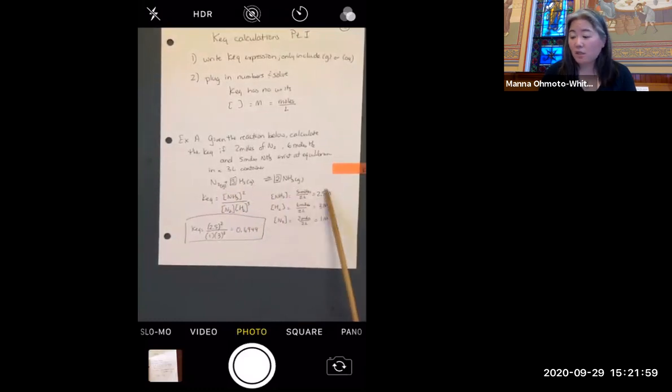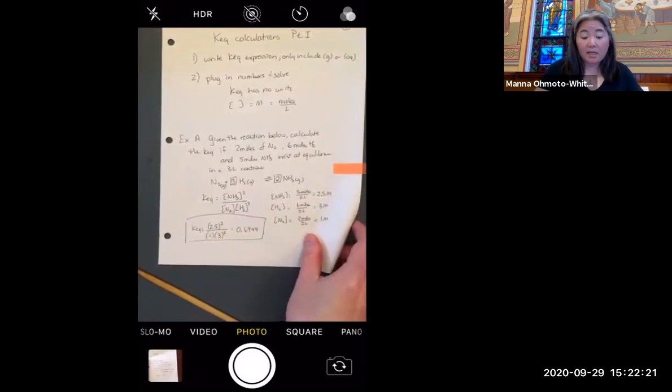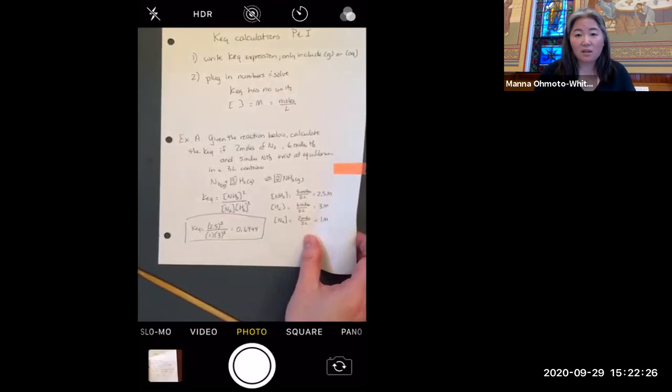Now I just plug in the numbers that I have. So 2.5 goes in for NH3, 1 is for N2, and 3 is for H2, and then I take them to whatever power I'm supposed to. So it's 2.5 to the 2nd power over 1 times the quantity 3 to the 3rd power, and that becomes 0.6944. So again, it's what we call a dimensionless constant. It doesn't have any units to it.